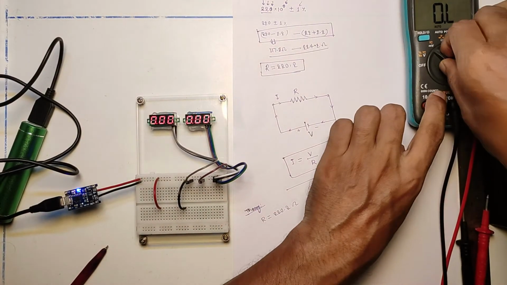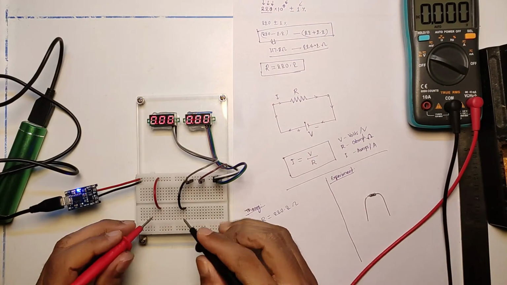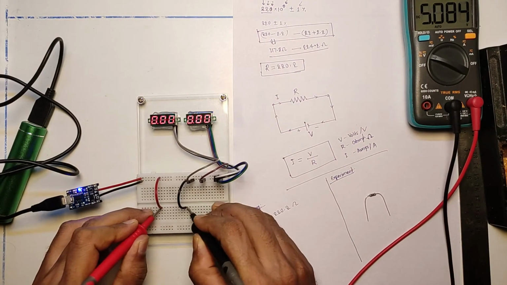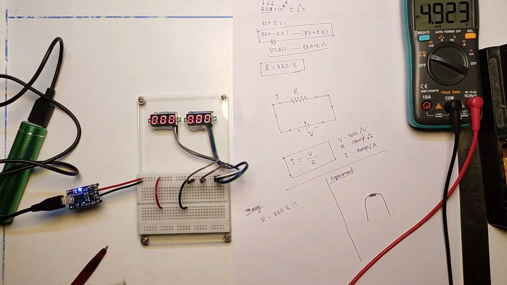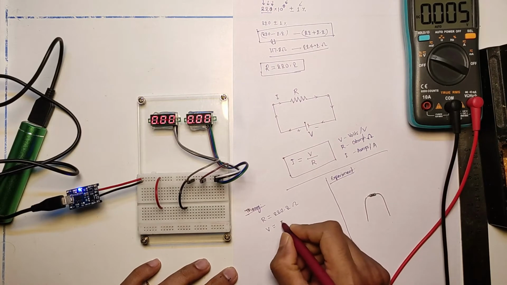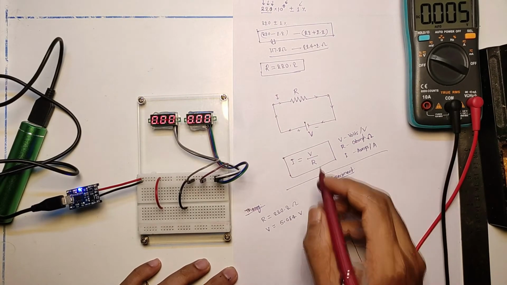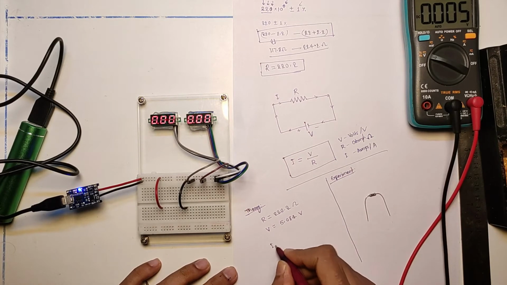Now we'll put this voltmeter into the voltage mode, and I will measure the voltage. How much voltage we have here? How much we got? 5.084. So our voltage value is 5.084 volt. As per Ohm's law, how much current should be?